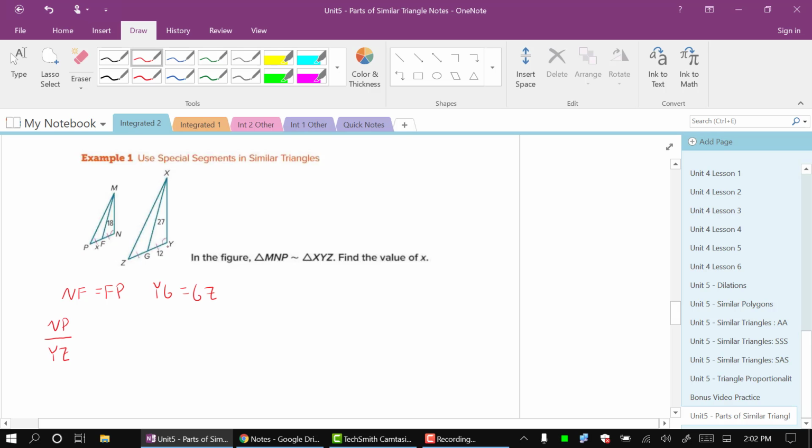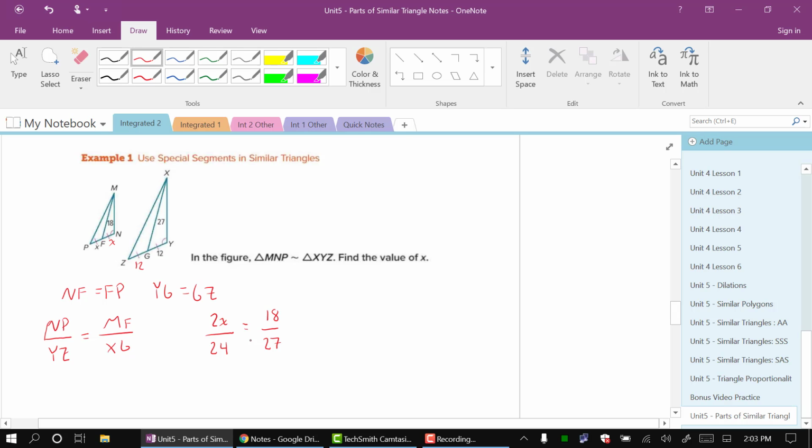So NP over YZ, our corresponding sides, equals our medians, MF over XG. So plug in what we know. If this is X, this is also going to be X. So it's going to be 2X over YZ. This is 12, so this is also going to be 12. So 12 plus 12 is 24. Equals MF, which is 18, over XG, which is 27.